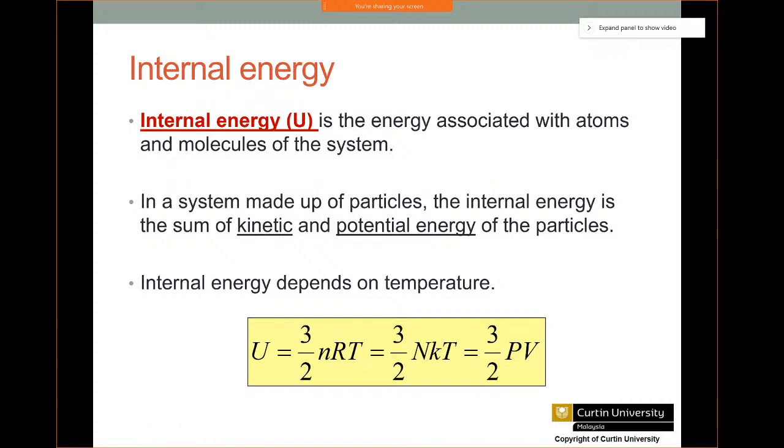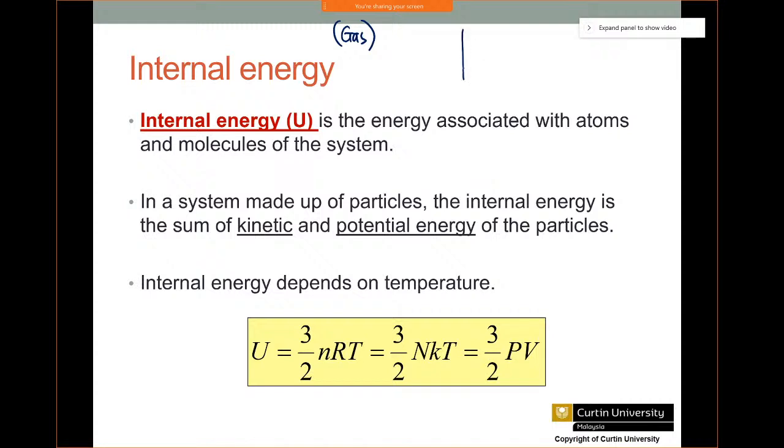Alright, so the first term that you have to know today is internal energy. Internal energy is the lump sum energy that is associated with the atoms and molecules of the system. We know this one is applicable for gas only. So for thermodynamics, it's all for gas.